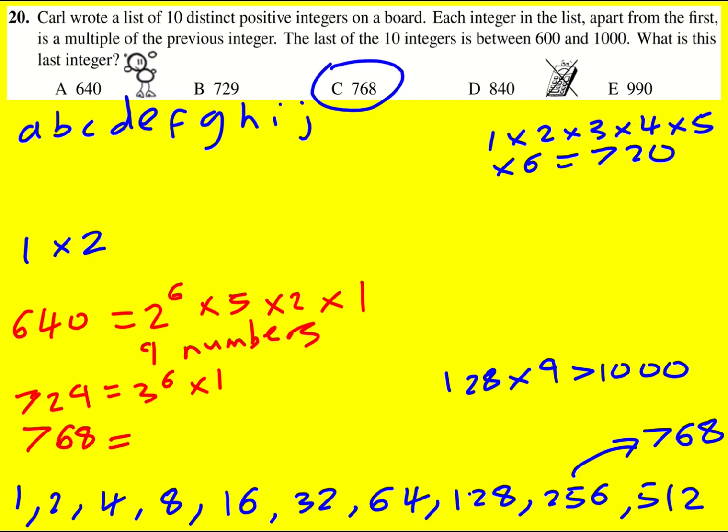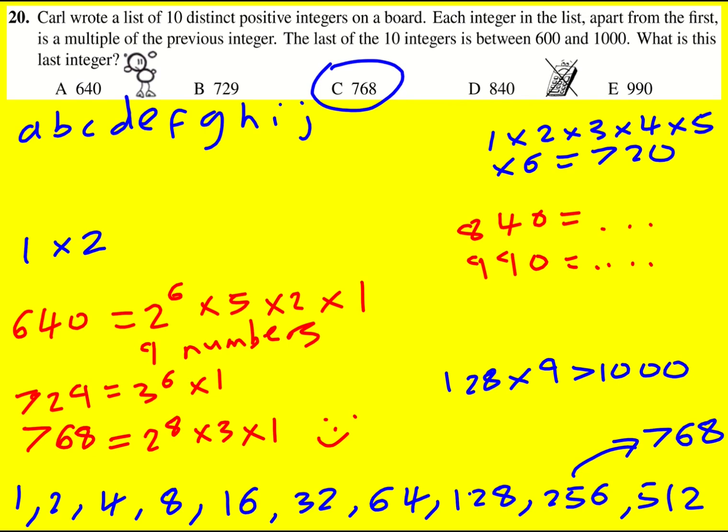is actually, I didn't write it down, did I? But it's 2 to the 8 times 3 times 1. So you see now we actually get 10 numbers, whereas 840, I think at this point, I figured out that I've got 10 numbers and none of these other ones are going to work. So I didn't actually worry about finding the product of prime factors.